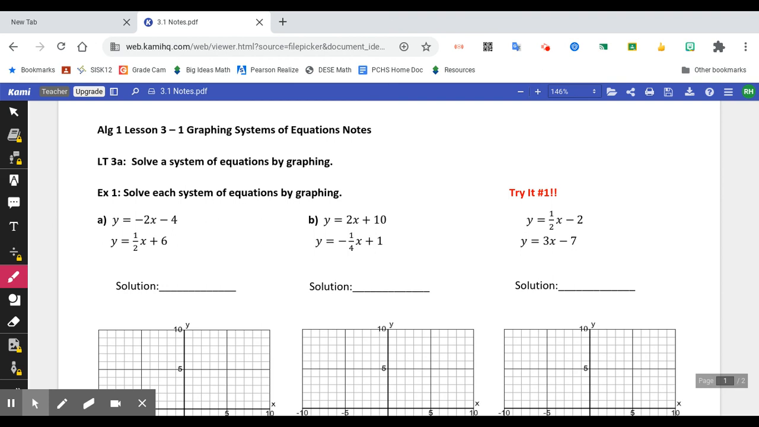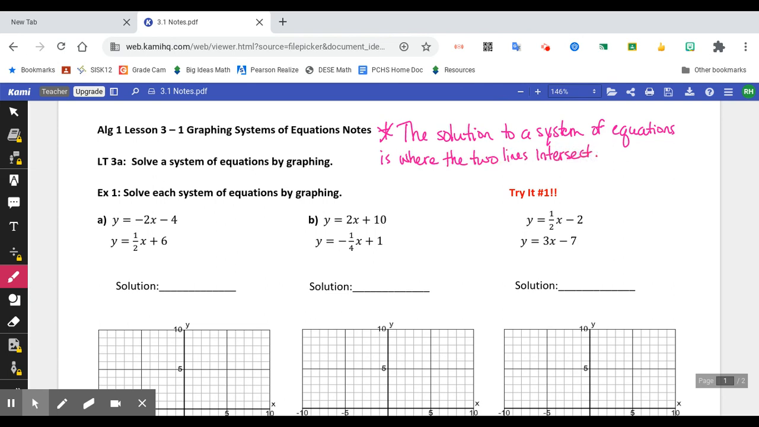So most important thing is the solution to a system of equations is actually where the lines intersect on the graph, okay? So I'm going to write that down here. The solution to a system of equations is where the 2 lines intersect. And this should be at an exact point, okay? It's the point that they have in common, all right? So it's where they intersect.